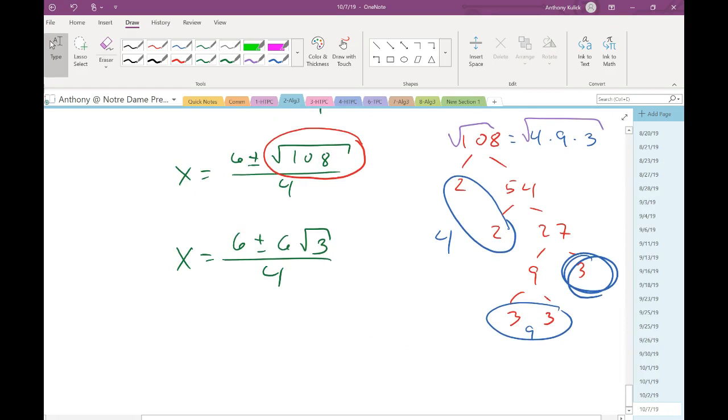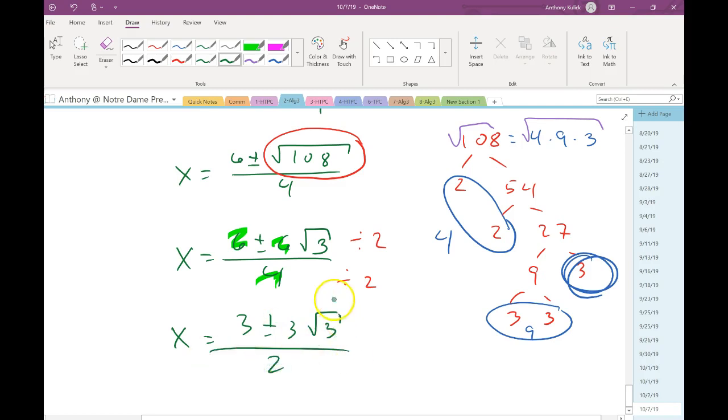Now can I reduce this fraction that I have here a little bit? I can. So I notice that each of these are even numbers, right? So if I divide the numerator by 2 and the denominator by 2, I can write this as 6 plus or minus 3 root 3 all over 2. And that's my best answer.